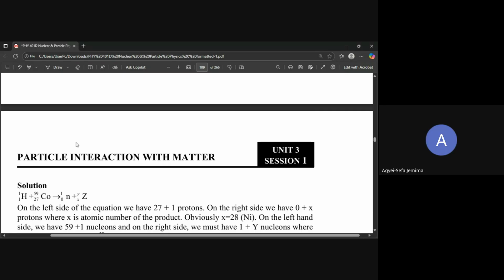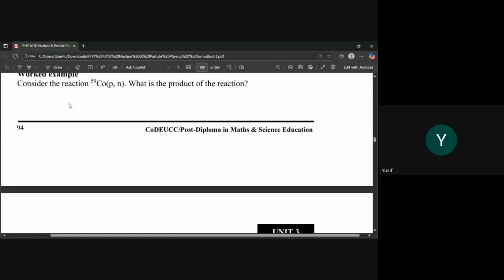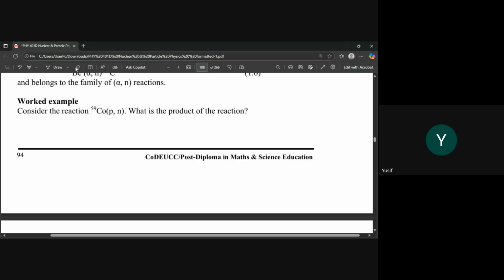Please, can you use your marker to write something for us? On what? What exactly do you want me to write? Because I'm just explaining this, and for example, you see here we have this atom, so the reaction is going to be something like this.